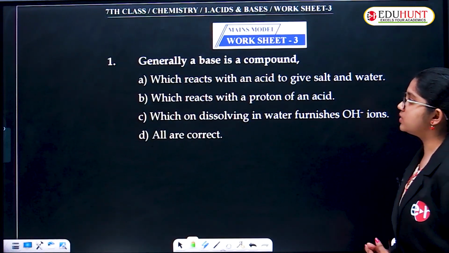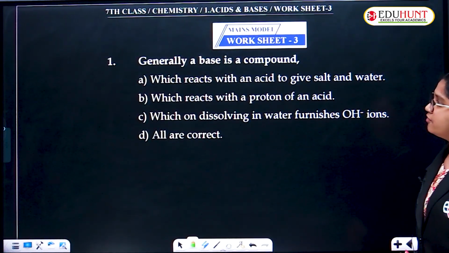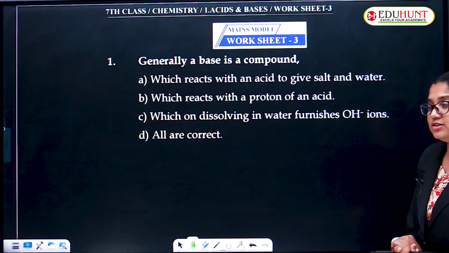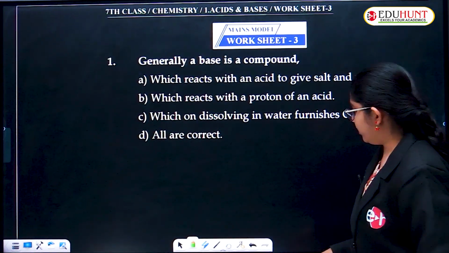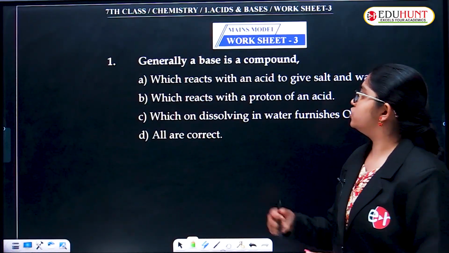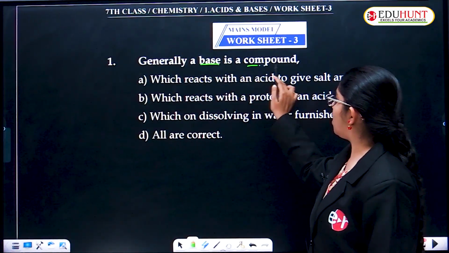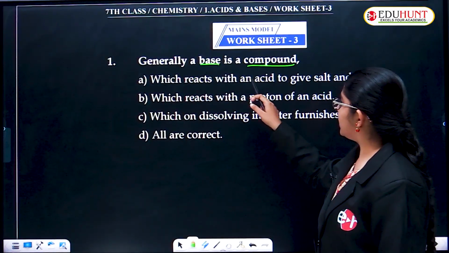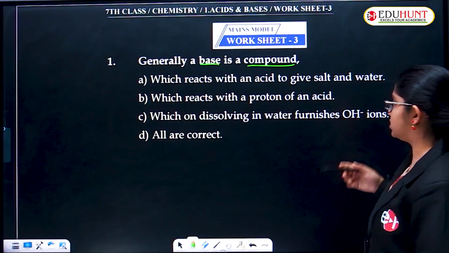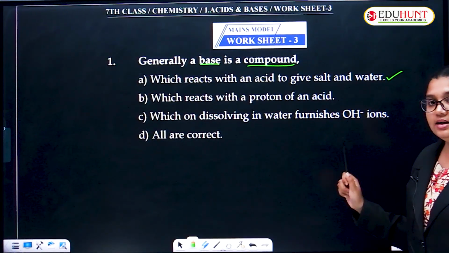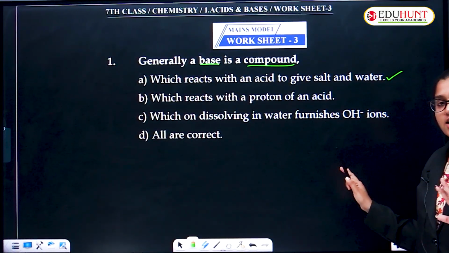Generally, a base is a compound. We know generally bases are compounds, which you already know. Here we have options A, B, C, D. Select the right option. Generally, a base is a compound, option A, which reacts with an acid to give salt and water. Yes, a base reacts with an acid to give salt and water respectively. That's called which reaction?